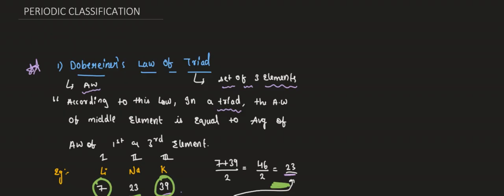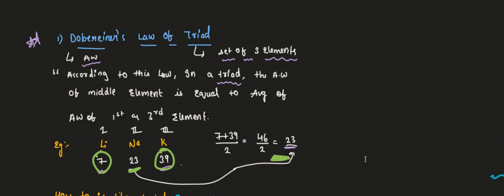This is a rapid revision class, so we are going to discuss only important topics. The first topic is Dobereiner's law of triads. What is the meaning of triad here? Triad indicates a set of three elements.